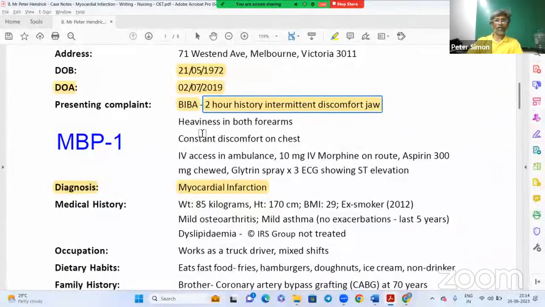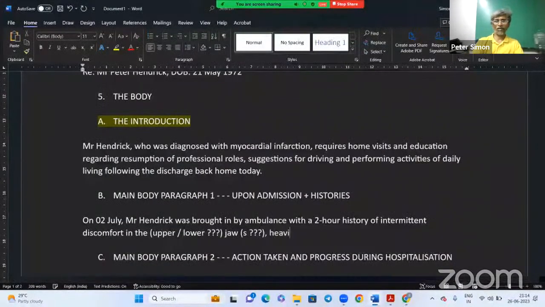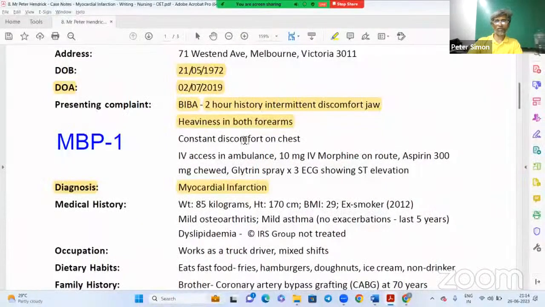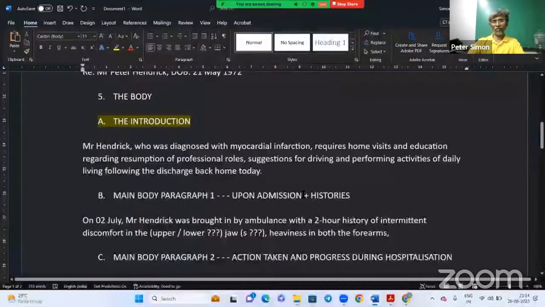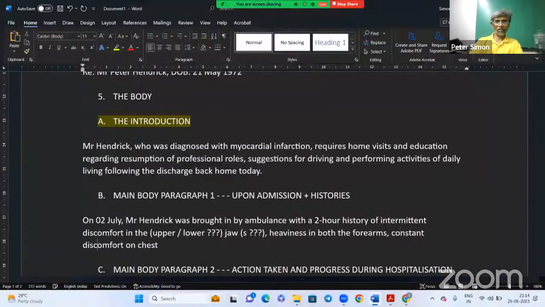Then heaviness in both the forearms. So this is the second point. Heaviness in both the forearms, from the wrist to the elbow. Both the forearms. The next one is constant discomfort on the chest. Body part, you have to write the chest.